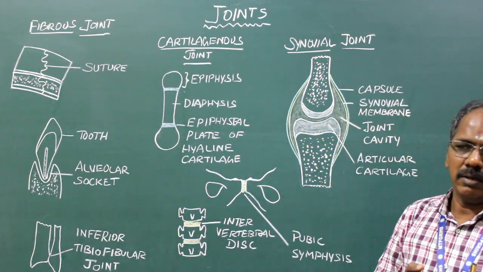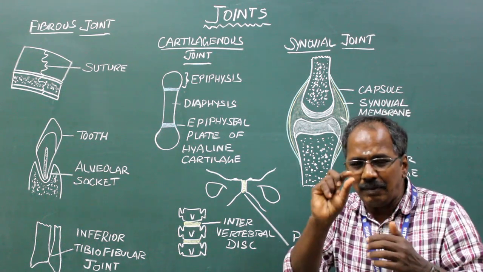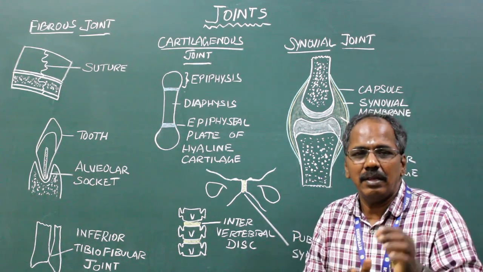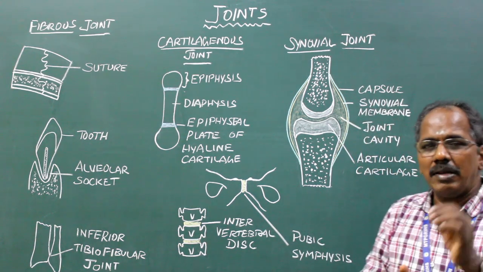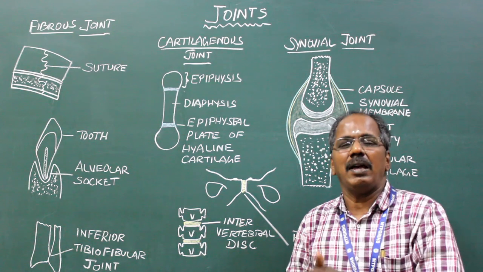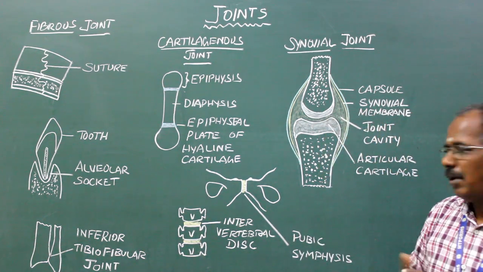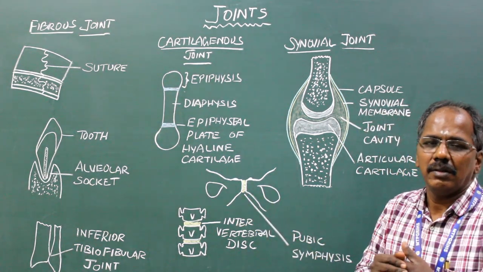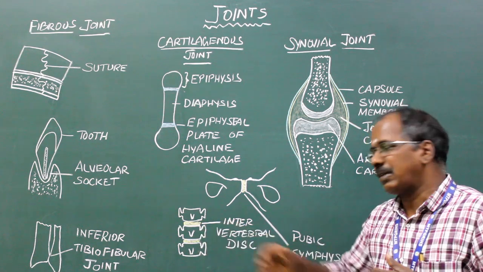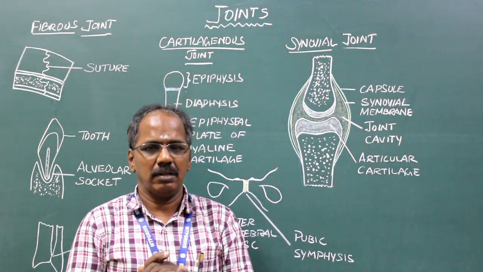Secondary cartilaginous joint. In this type, the two articular ends are separated by a piece of cartilage which is fibrocartilage in nature, and it persists throughout life. Example, pubic symphysis, that is between the two pubic bones, intervertebral disc, and manubriosternal joint.